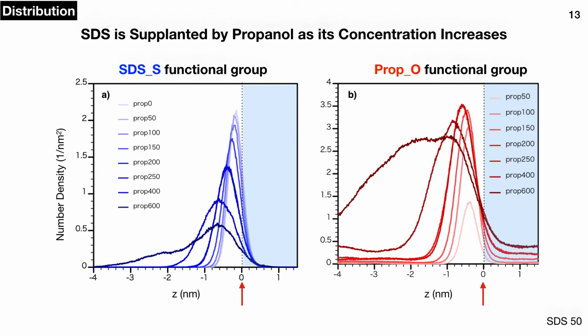Here is the SDS sulfur and the propanol oxygen functional group distribution as the propanol concentration in the system increases. For both figures, deeper color indicates the propanol concentration is higher. As we see from here, the SDS sulfur functional group is supplanted from the interface as the propanol concentration increases. And for the propanol oxygen functional group distribution, we can see that the peak of it first increases as the propanol concentration increases and then gradually decreases after reaching a maximum.